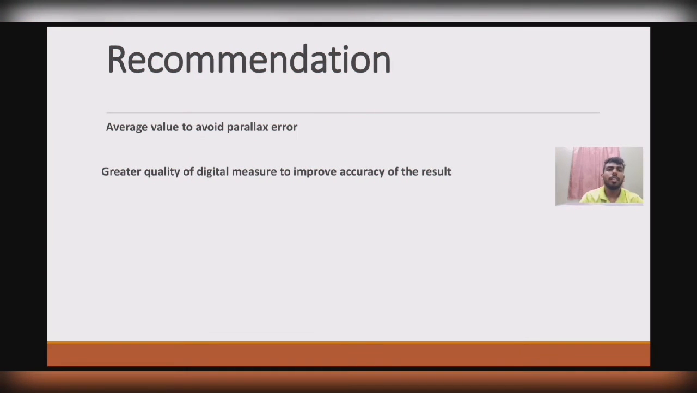Recommendation: we should take the value a few times and get the average value to avoid parallax error, and our eyes must be parallel to the scale when taking measurements. We should use more accurate and higher quality digital measurements to improve the accuracy of the result.